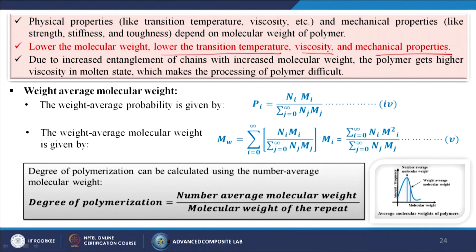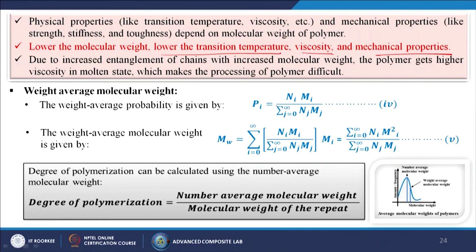The physical properties like transition temperature and viscosity, and the mechanical properties like strength, stiffness and toughness, depend on the molecular weight of the polymer. Lower the molecular weight, lower the transition temperature, viscosity and mechanical properties. These are the standard rules we follow. Due to increased entanglement of the chains, that is, the cross linking between the chains with increased molecular weight, the polymer gets higher viscosity in the molten state, which makes the processing of the polymer difficult.